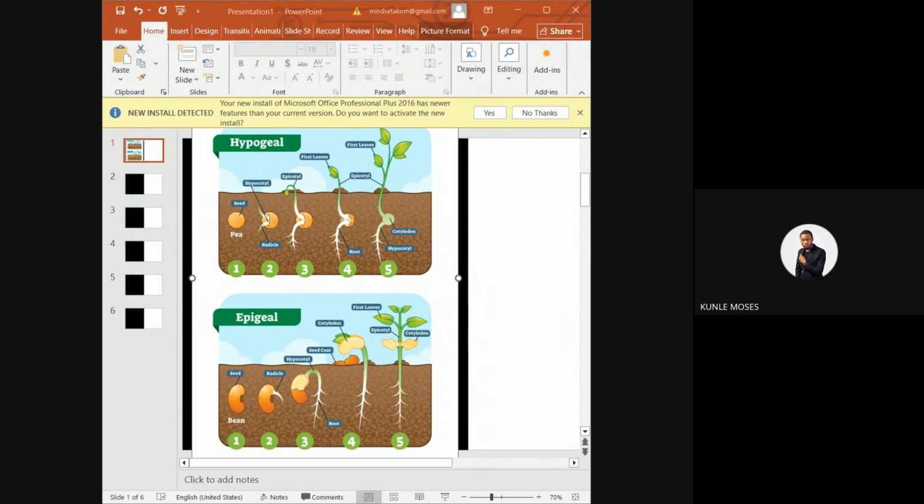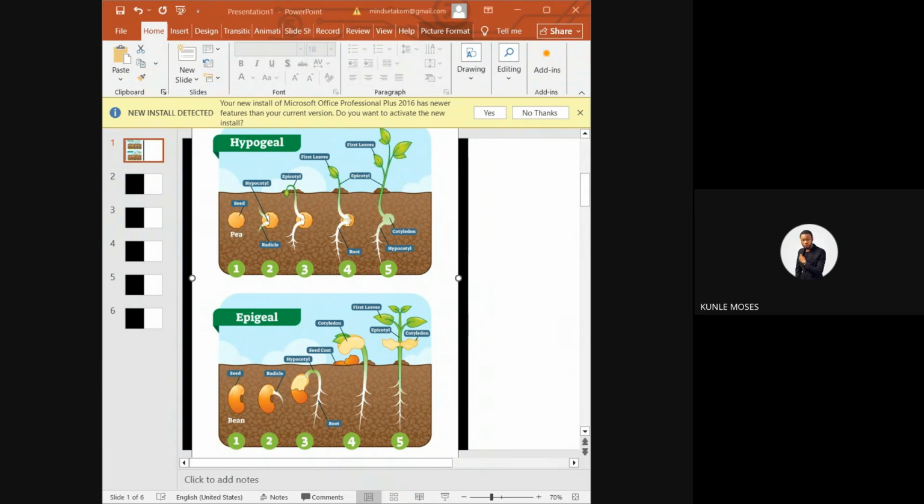And if you look at epigeal germination also, it is somewhat the same thing, but there are key differences between hypogeal germination and epigeal germination. For example, in hypogeal germination, the cotyledons stay underground. And in epigeal germination, the cotyledons come upward. Only the root stays downward. That is just a major difference.